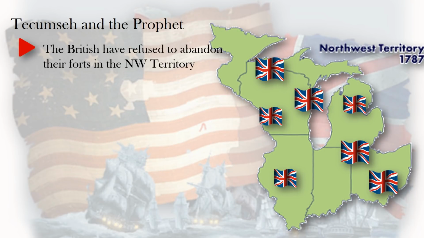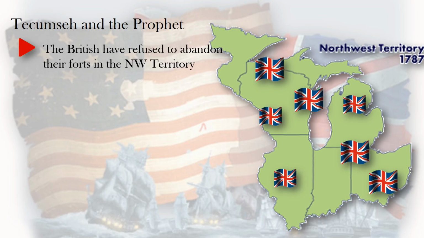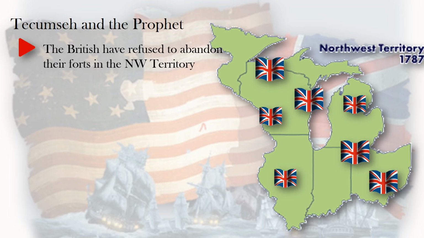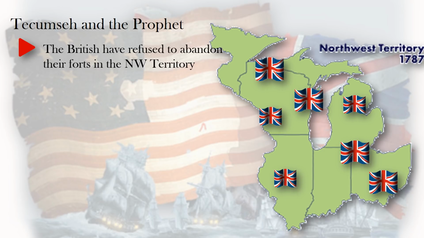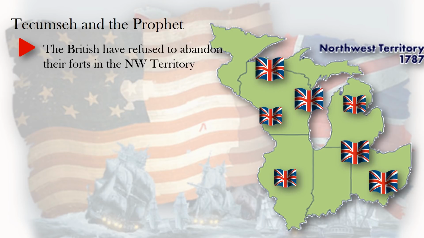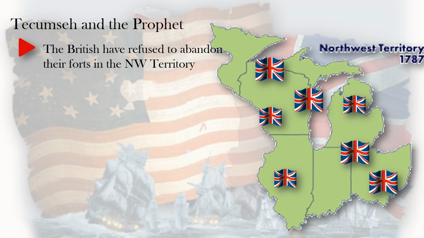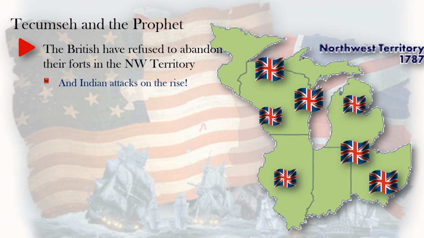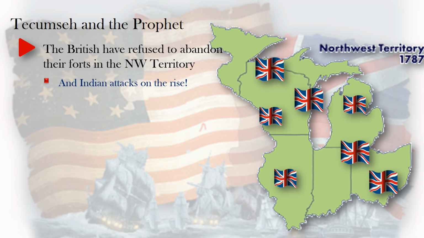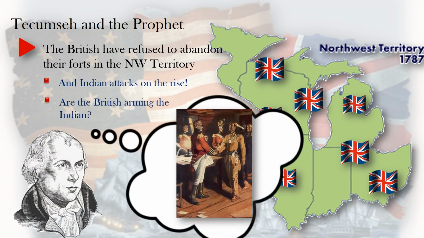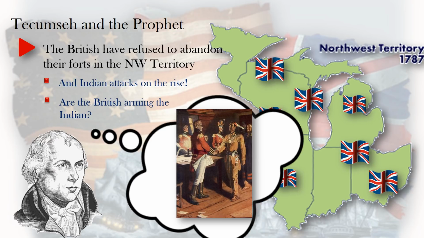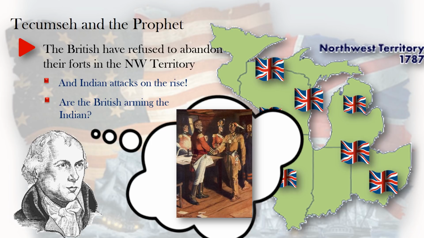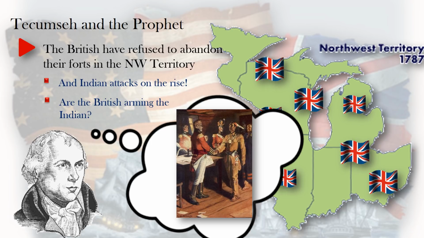So, as we had noted before, the British have been refusing to abandon their forts in the Northwest Territory. They were supposed to do this under the Treaty of Paris in 1783. They again promised to do it in the Jay's Treaty of 1794, and they're still not doing it. And we see that Indian attacks are on the rise with increasing frequency. More and more Indians are attacking American settlements as they're trying to move west. And so the belief is that the British are arming the Indians, making deals, and so the Indians are using British arms in their attacks on American settlements.